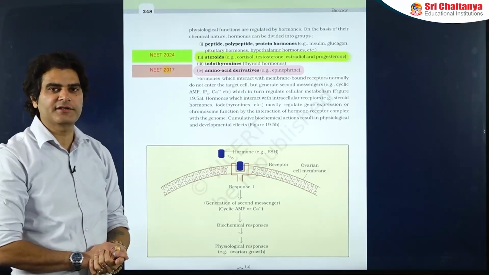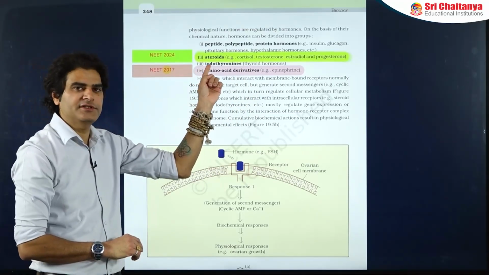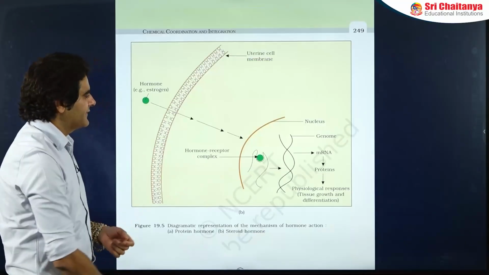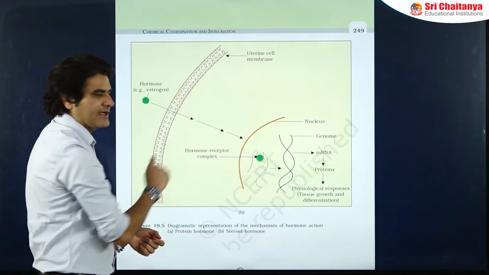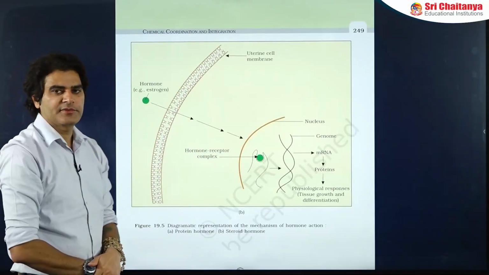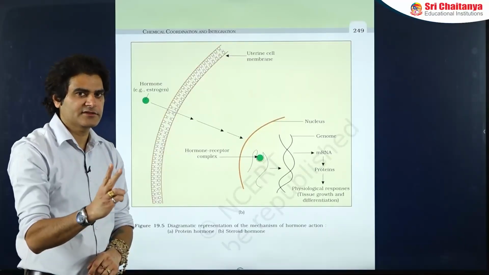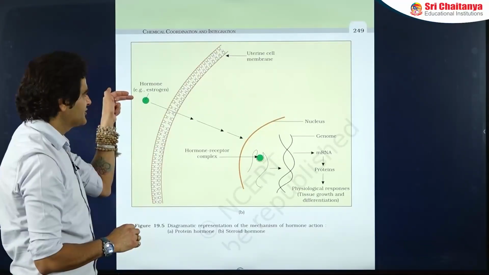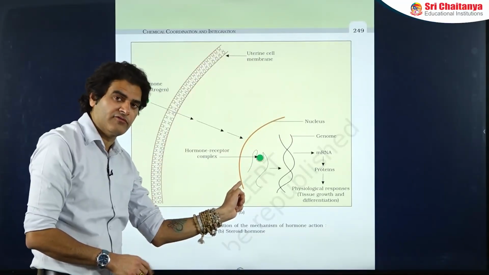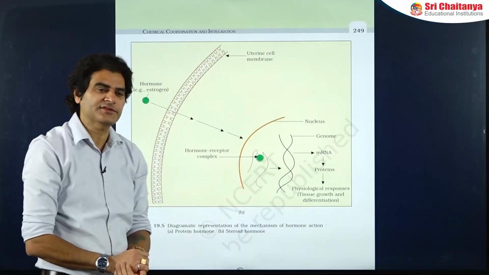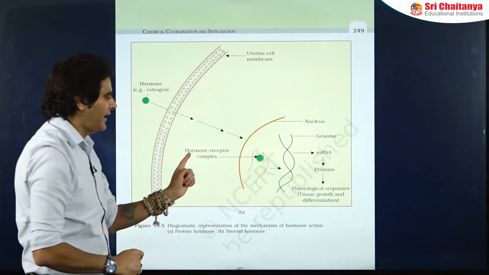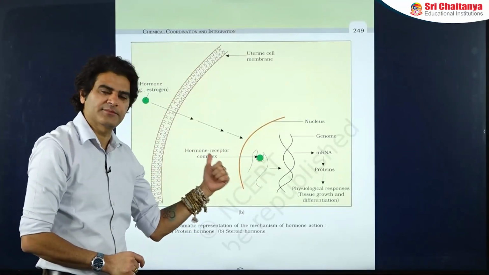Out of these 4 categories of hormones, iodothyronines and steroids are lipid soluble. Because they are lipid soluble, they can just directly go inside the cell across the membrane lipids. Which hormones are lipid soluble? Steroid hormones and thyroxine, the iodothyronines. So both of them can go across the cell membrane, enter into the nucleus via the nuclear membrane. Once they enter inside the nucleus, they attach to the chromosome and form a hormone receptor complex.